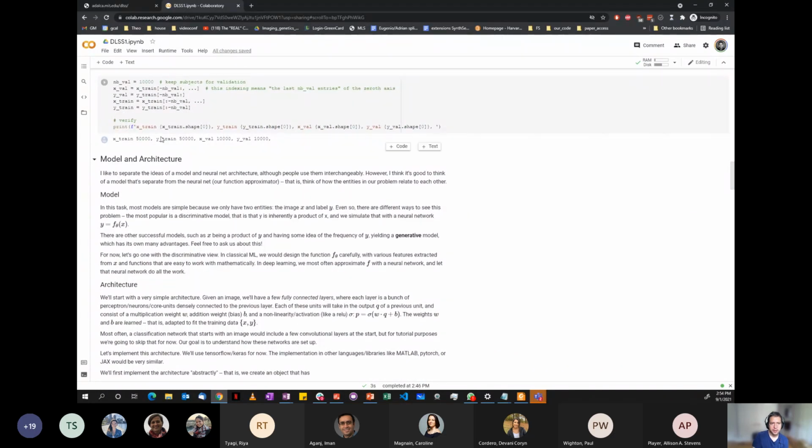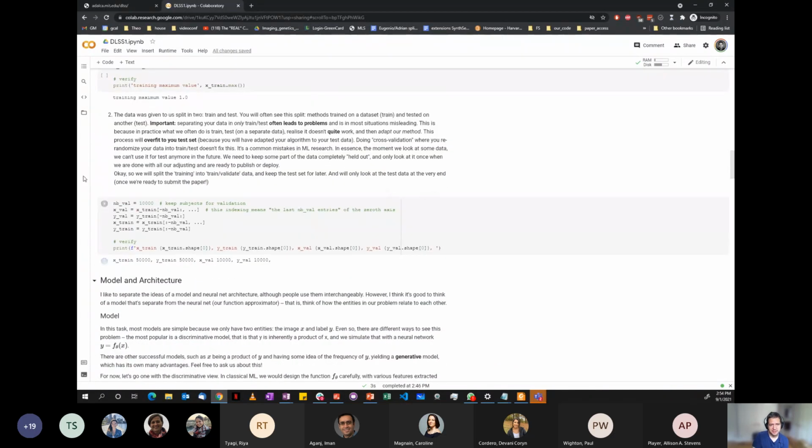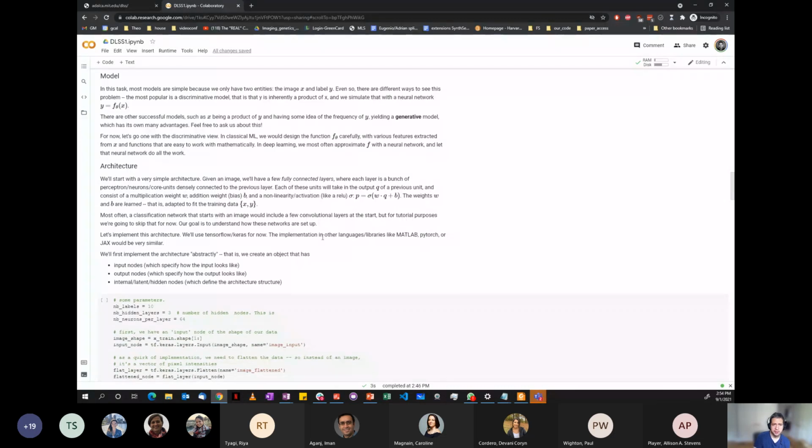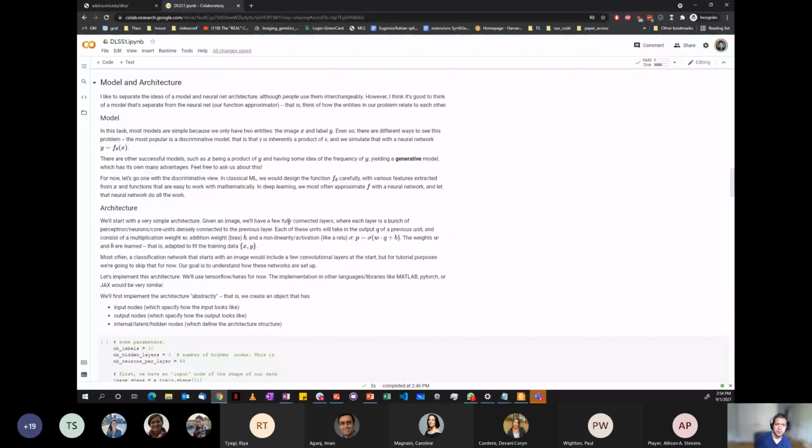We then go into, and so here we split the data into validation, train, and test. I then go into model and architecture. So as you can see, there's a bit of a write-up here. Hopefully that helps people. There's different ways to think of the model, sort of how the relationships are between the images and the labels or the classes, the digit, and how to think about that.